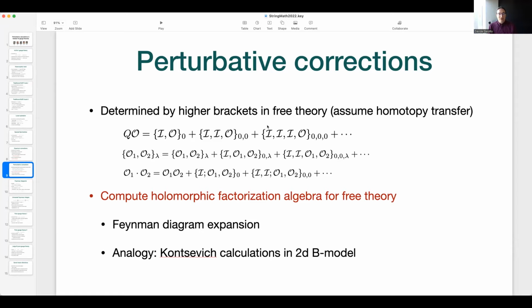So for example, the tree-level corrections to the free differential are just the zero lambda bracket between the interaction and the operator. The one loop corrections are actually a tree bracket involving two interactions and an operator. If you think about the triangle diagram, there are two interactions at the vertices and the operator at the third vertex, and so on and so forth. So our perturbative calculations are actually secretly computing the holomorphic factorization algebra for the free theory.